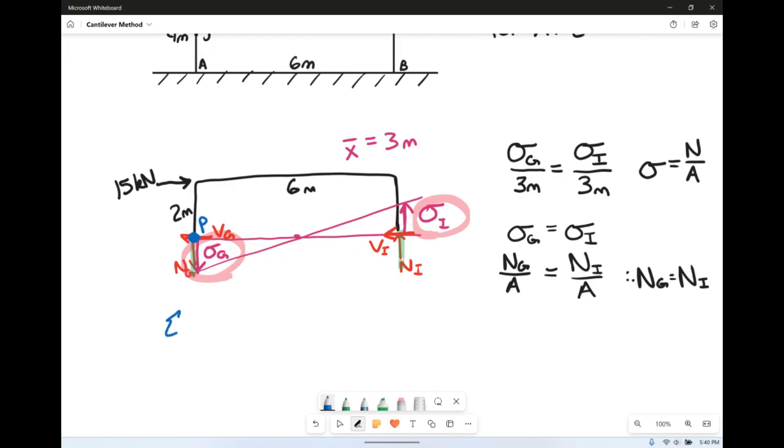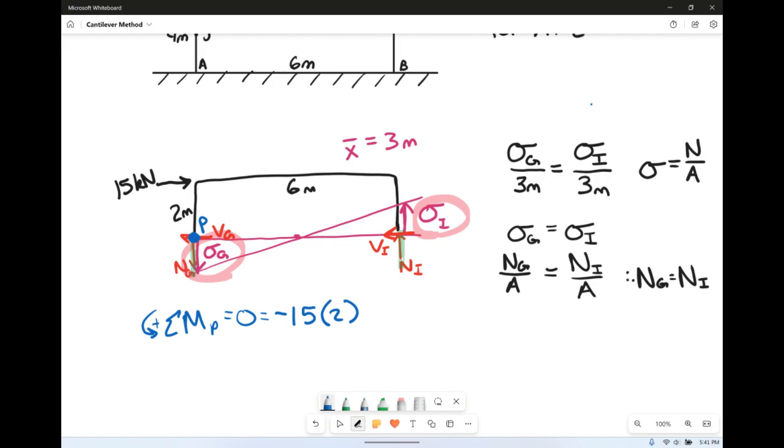So if we sum the moments about P and set it equal to 0, taking counterclockwise to be positive, we have our 15 kilonewton load. So it's 15, but it's going in the negative direction, so negative 15 kilonewtons times a distance of 2 meters. Then, well, shear at G is canceled out, normal at G is canceled out, shear at I is canceled out. All of those are going to be going in the parallel or perpendicular direction, whatever you want to call it. They're all acting at point P.